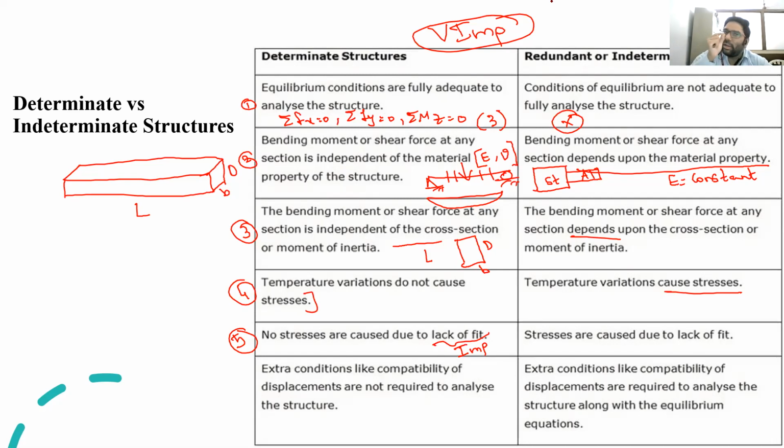During construction time, they might have ignored a small connection, but after 15 years, because of exposure to rain, winter, summer, and other phenomena, that is creating a lot of stress, and that would happen only for indeterminate structures. That is called lack of fit. So lack of fit and temperature variations are both very important considerations, which we will learn in the coming chapters.